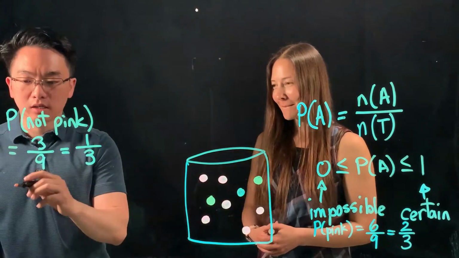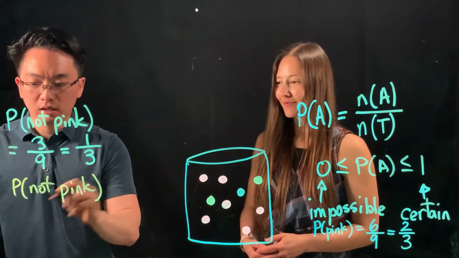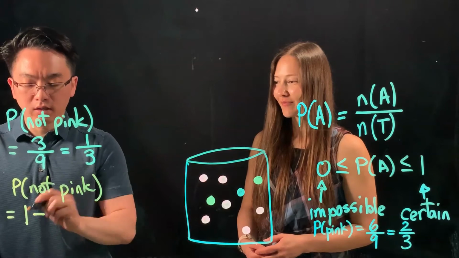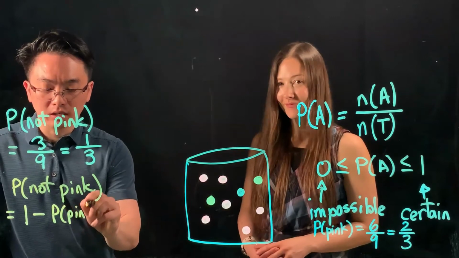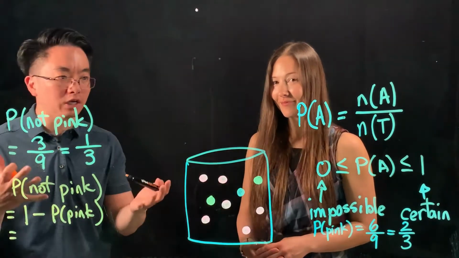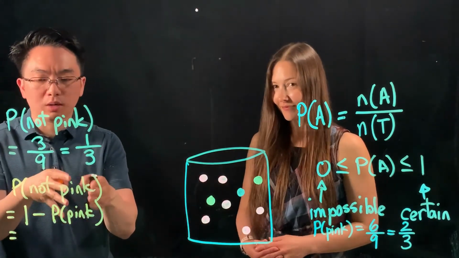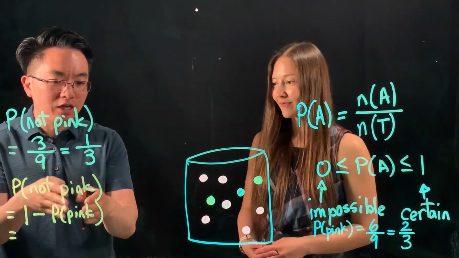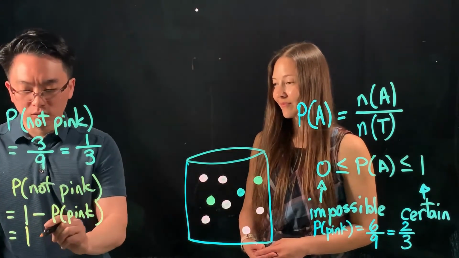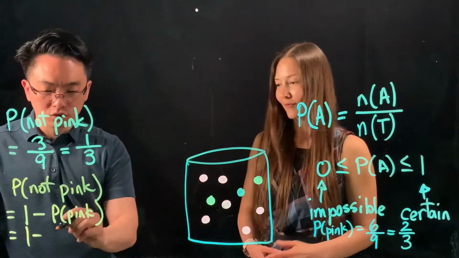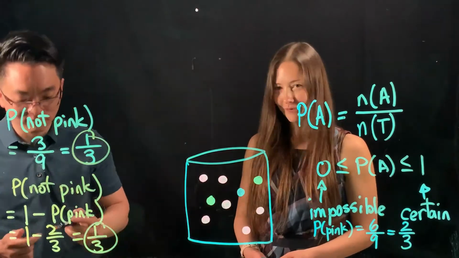The other way that you could do it is to take 1, which represents the probability of certainty, minus the probability that it actually is pink. Essentially you're taking all possible outcomes and eliminating all of the ones that you don't want. We're looking for the probability of not pink, so if we eliminate all of the pink outcomes, what is left will be our answer. In this case, we have 1 minus 2/3, and so our answer is 1/3. Surprise, surprise, same answer. Two different approaches.